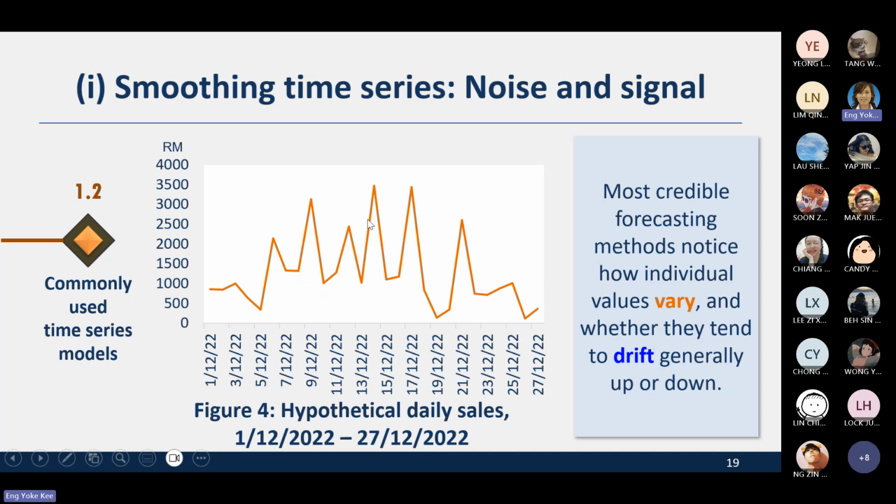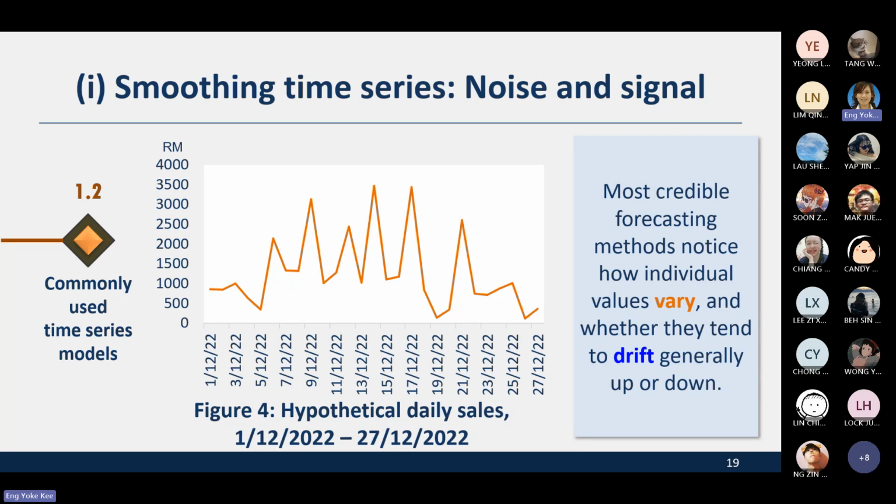Sometimes, particularly when you have very high frequency data, the data show a lot of noise. Noise means chaos or fluctuations. So sometimes the signal is not that clear. What do you mean by signal? Signal means the direction of the data. So where the data will go, whether you have an upward trending pattern or a downward trending pattern.